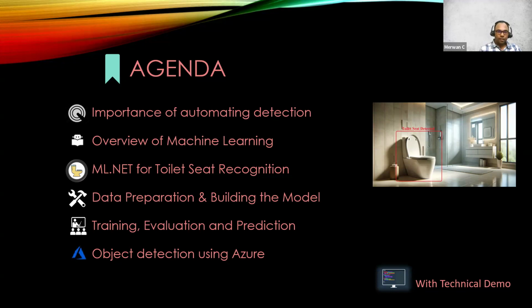Then we will steer towards ML.NET and its capability in recognizing everyday objects, even something as dull as detecting a toilet seat, which turns out to be a window into the capabilities of intelligent systems. And then we'll walk through the steps of data preparation, model binding, and the crucial phases of training, evaluation, and prediction. All this bundled together is a model that we are going to build in this presentation.